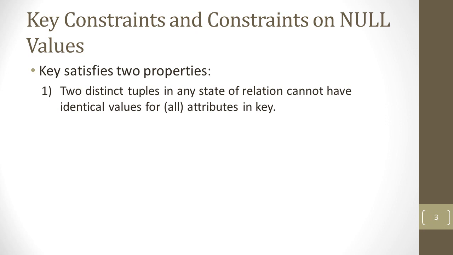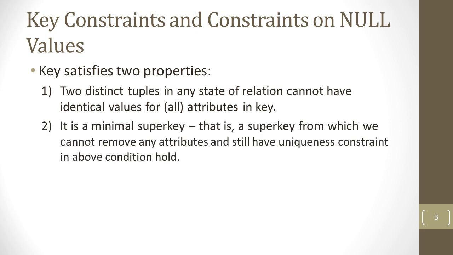So this could be, if our key is something simple like student ID number, two students can't have the same ID number. If our key is multiple fields, or multiple attributes, maybe two have the same value for one attribute, but they can't have the same values for all attributes. So the second property is that it's a minimal superkey.